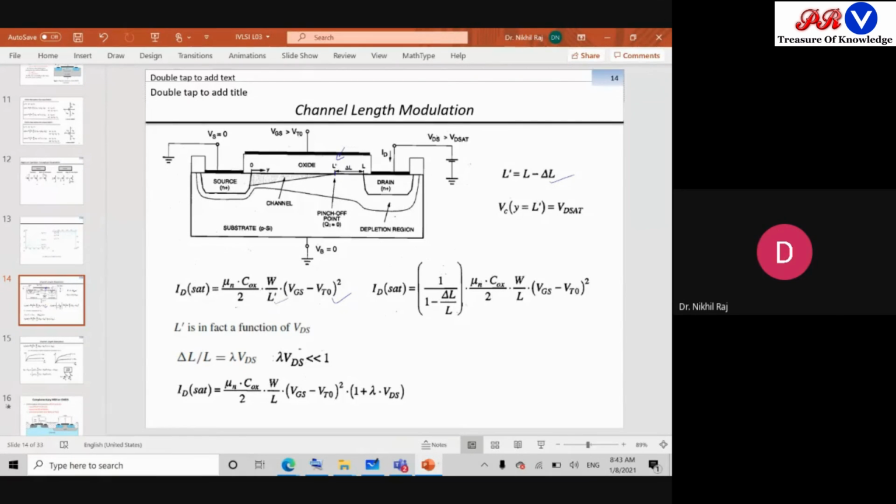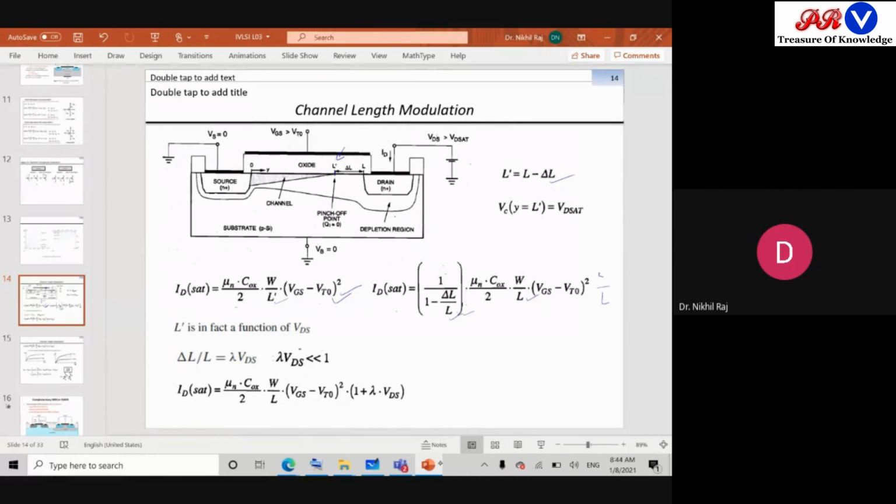L dash can be written, this is the expression with respect to the new length. Now taking L common, we can rewrite this expression as L into 1 minus delta L by L, that is L minus L dash by L. Actually it is multiplying numerator and denominator both by L. Then we'll get this type of expression.